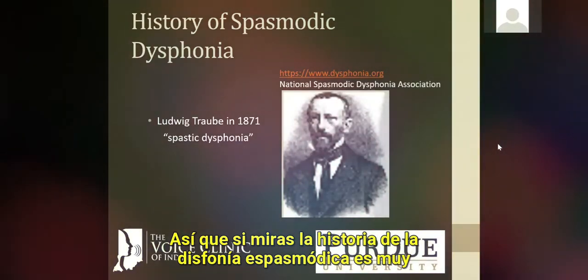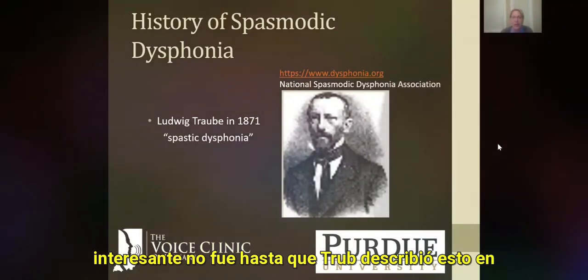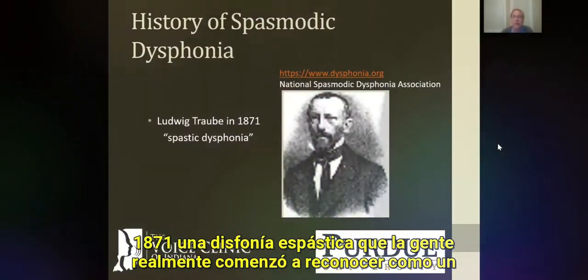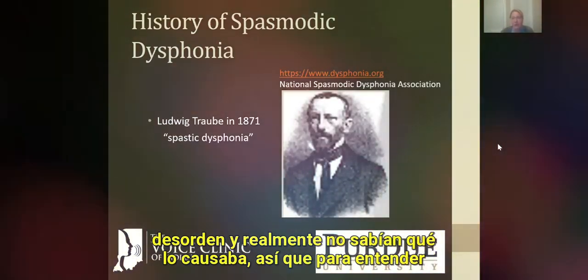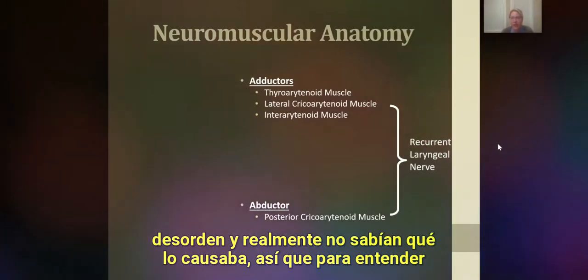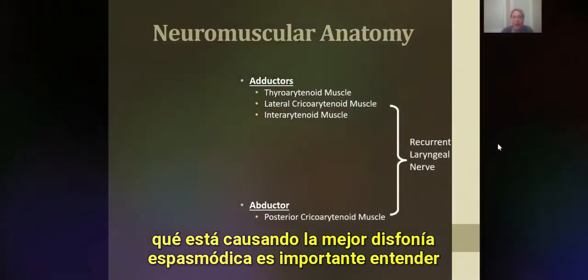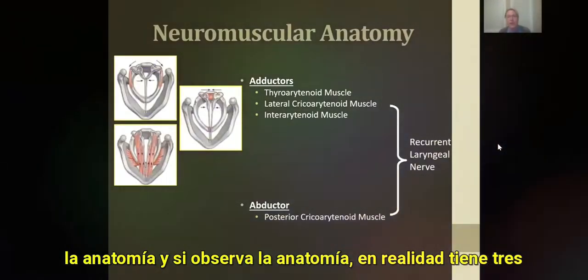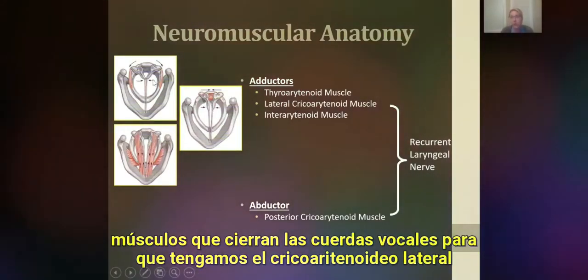So if you look at a history of spasmodic dysphonia, it's very interesting. It wasn't until Traub described this in 1871 as spastic dysphonia that people started really recognizing it as a disorder. And they really didn't know what caused it. And so to understand what's causing spasmodic dysphonia, it's important to understand the anatomy. If you look at the anatomy, we actually have three separate muscles that close the vocal cords.